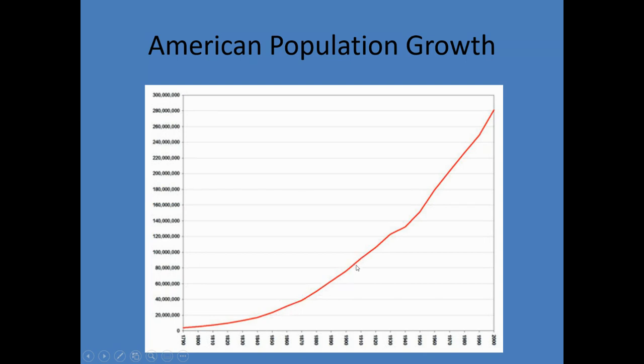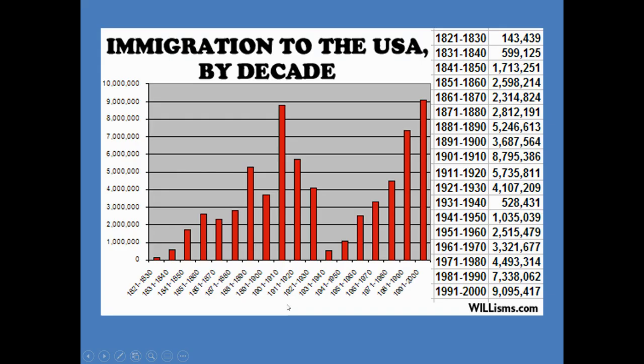So what is driving this? What causes this population growth in this 60-year period that we don't see in this 60-year period? Well, the answer to that is immigration and immigrants.